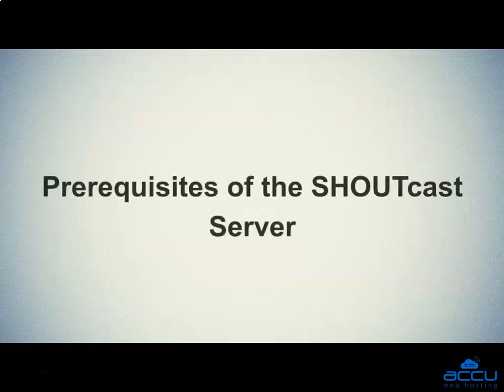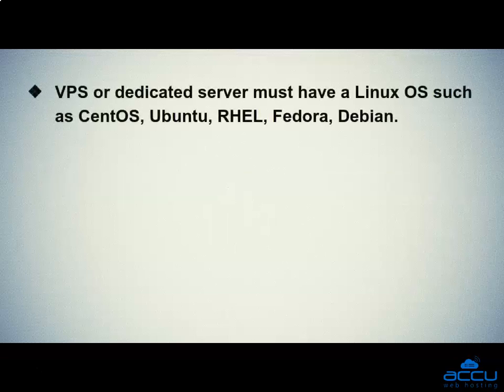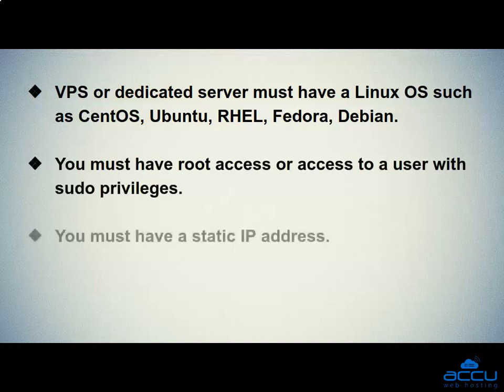First, we will see the prerequisites of the Shoutcast server. The first one is that your VPS or dedicated server must have a Linux OS such as CentOS, Ubuntu, RHEL, Fedora, Debian. The second one is you must have root access or access to a user with sudo privileges. The third one is you must have a static IP address. Let's follow the steps which we have mentioned at the beginning of this video.